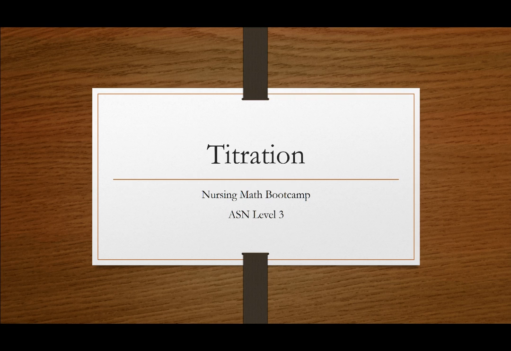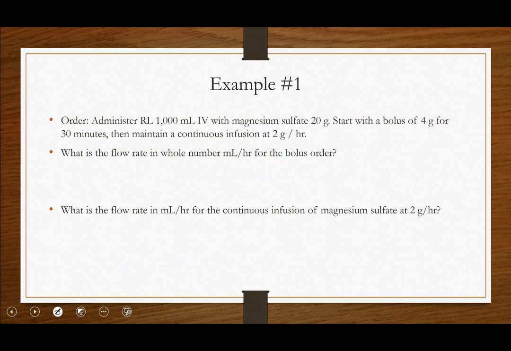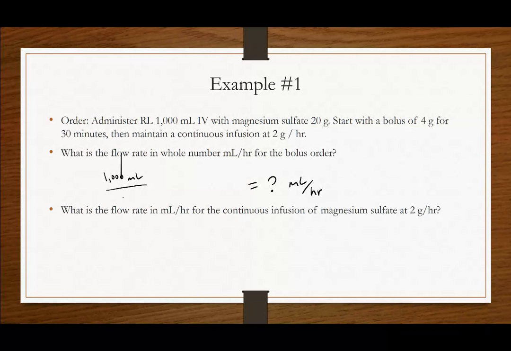Let's look at some titration examples. Example number 1. We're given an order to administer 1,000 milliliters IV with magnesium sulfate 20 grams. We're asked to start with a bolus of 4 grams for 30 minutes, then maintain a continuous infusion at 2 grams per hour. Question 1 asks, what is the flow rate in whole number of milliliters per hour for the bolus order? Our desired metric in this case, again, is milliliters per hour, the rate. We'll begin by looking at the solution. We have 1,000 milliliters for 20 grams.